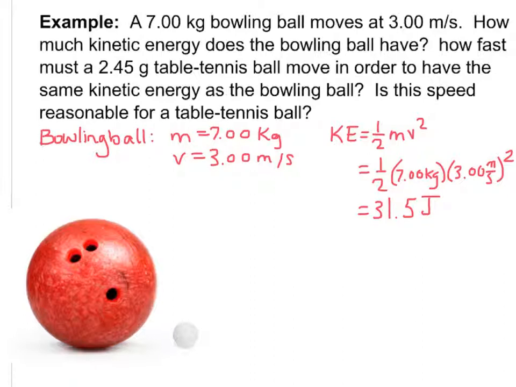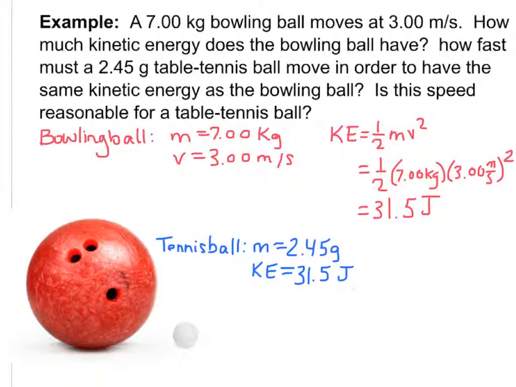Now let's look at the second question. How fast must the tennis ball move in order to have the same kinetic energy as the bowling ball? So I'm just going to call it a tennis ball. It's a table tennis ball, but for short. What do I know? I know the mass of that table tennis ball is 2.45 grams, and the kinetic energy is going to be 31.5. I want the same kinetic energy. Then I want to find out how fast it must be moving.